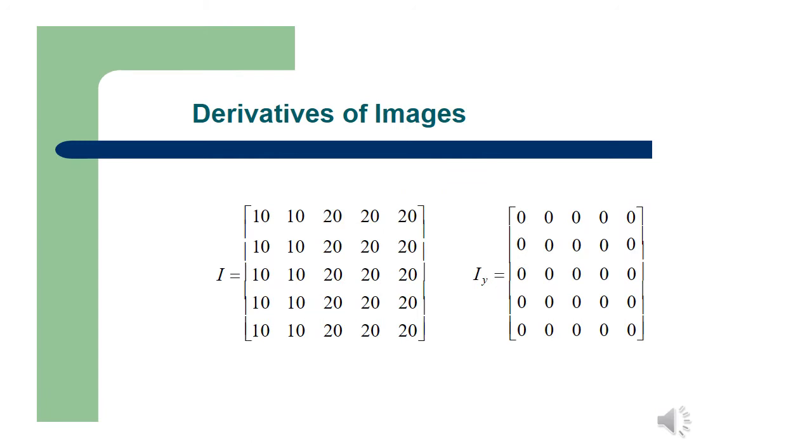As far as the derivative with respect to y is concerned, you have seen that it was a column-wise mask. So you have this 10 and again this 10, because you have the same rows. When you take the difference of these points, you get nothing but 0. So the image derivative with respect to y is all zeros here.